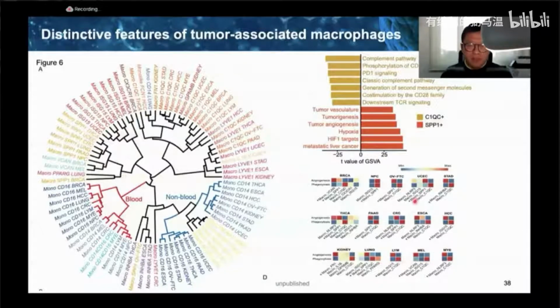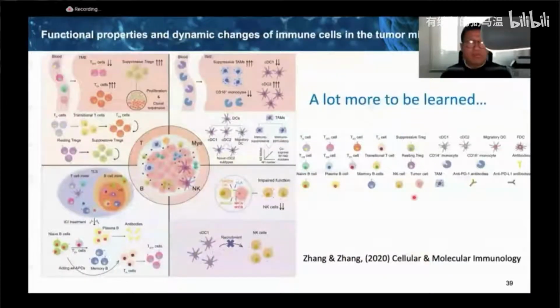Since I'm running out of time, I'm going to simply summarize that we have used single-cell sequencing to understand the detailed properties of tumor-infiltrating immune cells. They have distinct properties from the cells outside the tumor, and they have dynamic properties. Different tumor types possess different properties. So I feel like there are a lot of complications and mysteries.